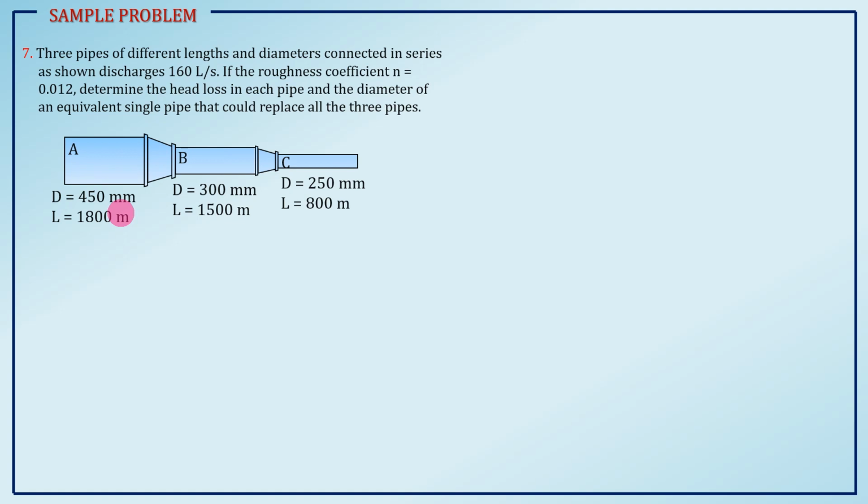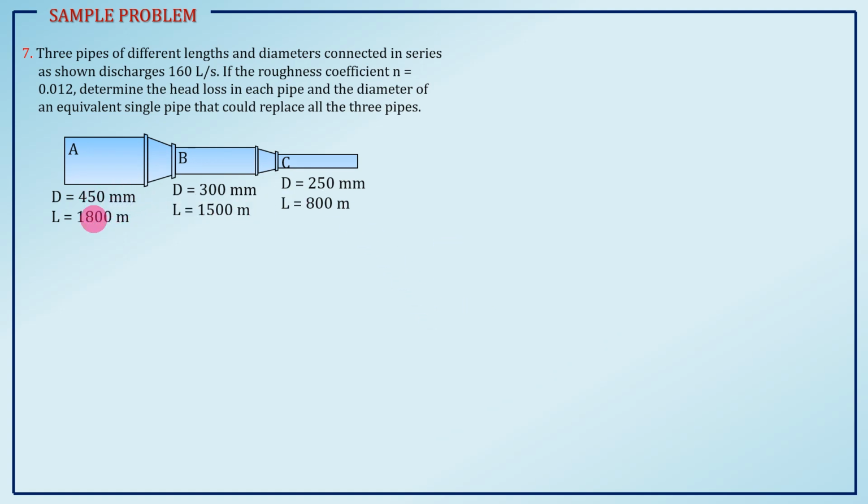So, 3 pipes of different lengths and diameters are connected in series as shown, discharging 160 liters per second. If the roughness coefficient N is 0.012, determine the head loss in each pipe and the diameter of an equivalent single pipe that could replace all 3 pipes natin. So, we have pipe A, B, and C, given yung mga properties.